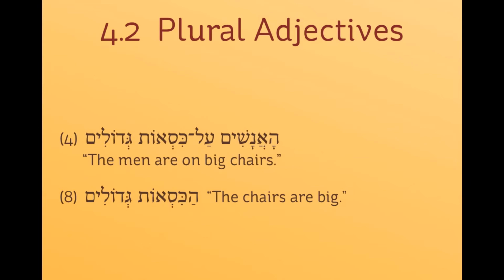And finally, if you want to say the men are on big chairs, ha'anashim al kisot gedolim, a masculine plural noun, even though it ends in ot, so you get the masculine plural adjective, which always ends in im. Or, the chairs are big, ha-kisot gedolim.